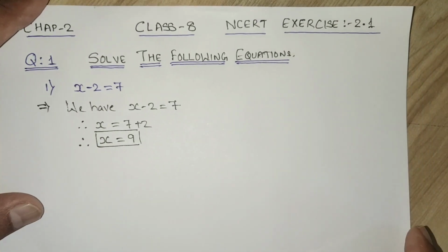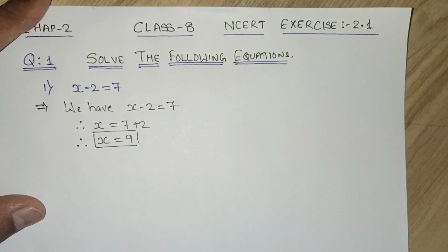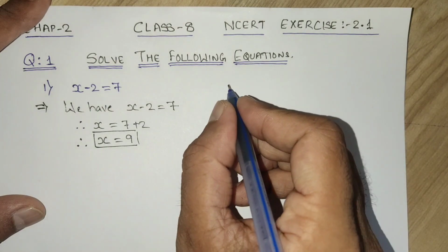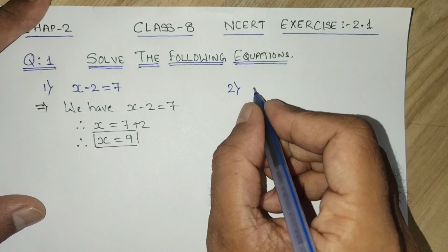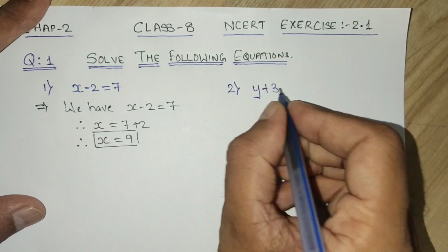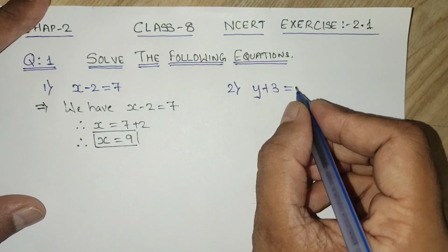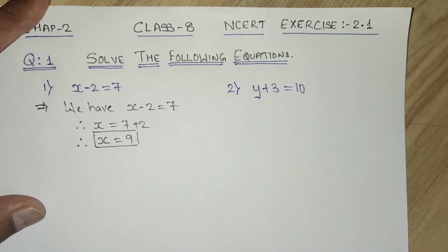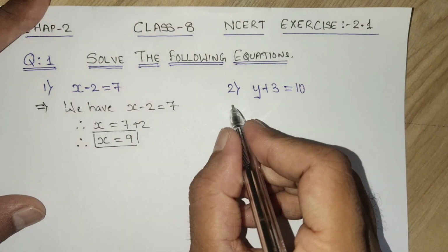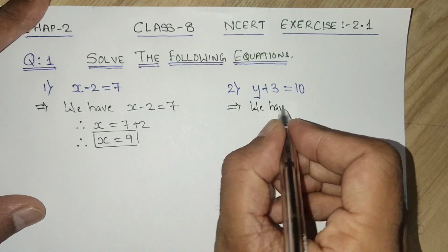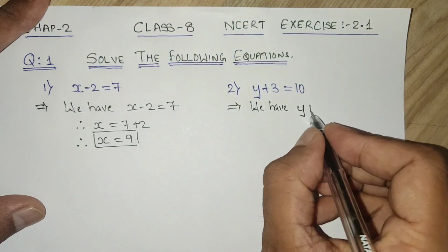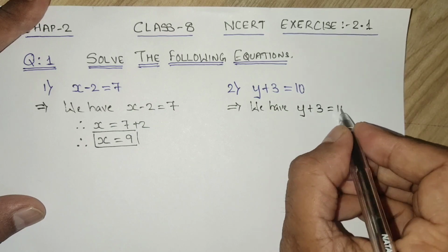Let us solve second question. What is second question? Question number 2. y plus 3 is equal to 10. Same way we will solve. We have y plus 3 is equal to 10.